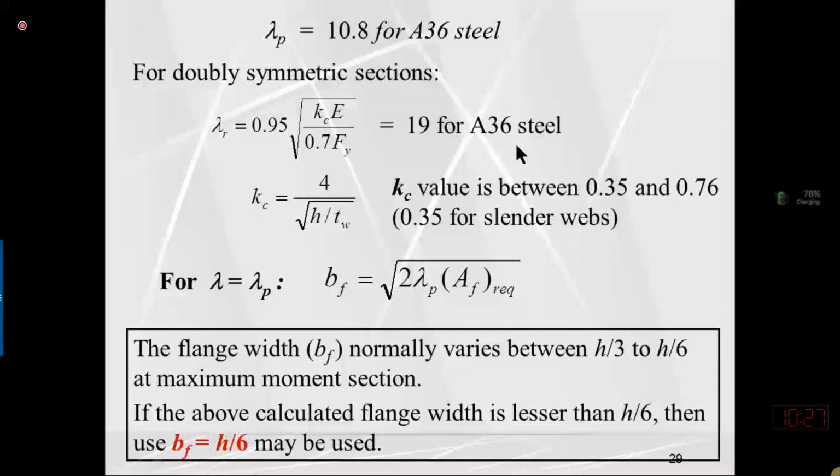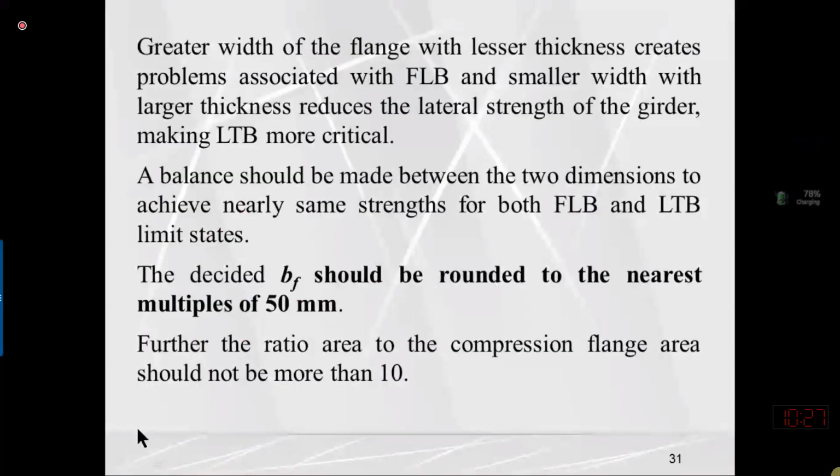So after determining the bf value, the width of the plate should be between h by 3 to h by 6. So the width of the plate should always be more than h by 6. Why? If the width of the plate is lesser, it will have lesser moment of inertia about the y-axis. So bf value should be rounded to the nearest multiple of 50 mm. Whatever the bf value is, we will round it to the multiple of 50 millimeter to the nearest side.